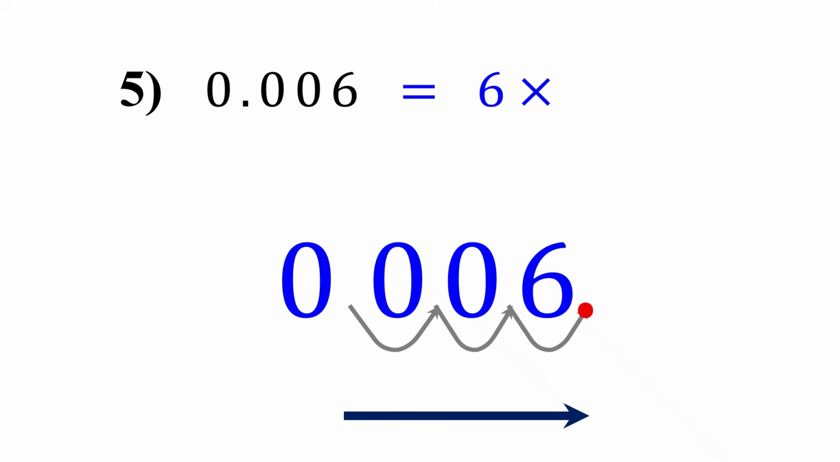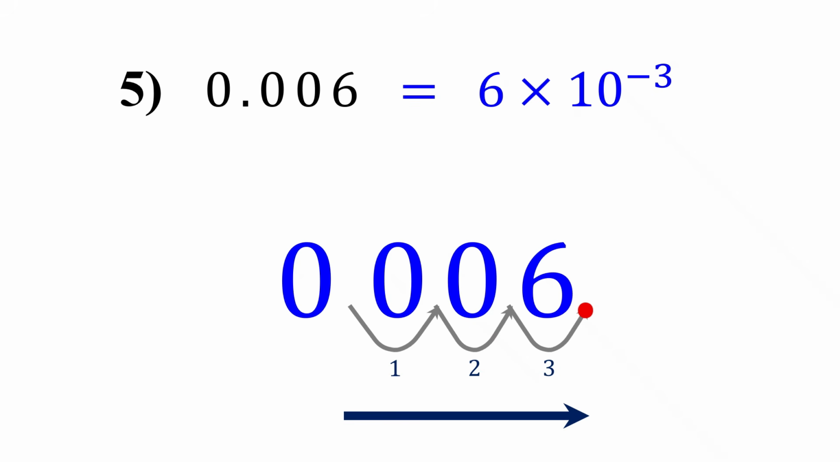Step 2 is to write the power of 10. To do that, we need the exponent. That's the number of places the decimal point moved. Here, it moved 3 places to the right. That means the exponent is -3. So in scientific notation, we write 0.006 as 6 times 10 to the -3rd power.